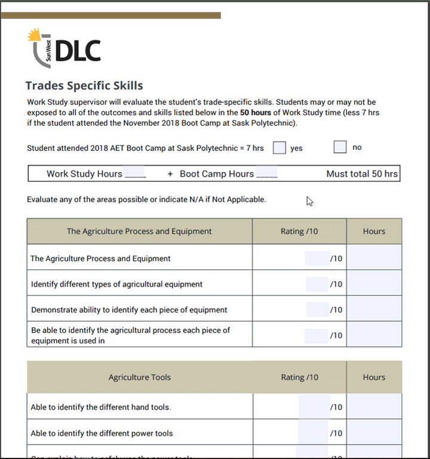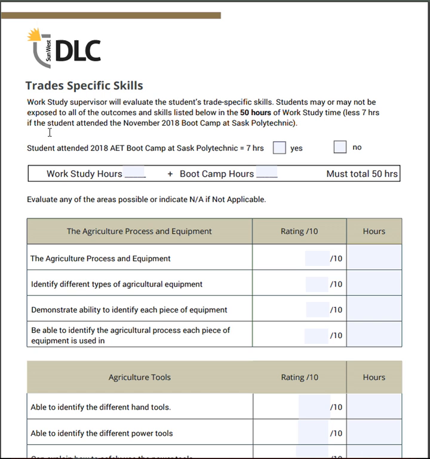Also, as a special part of this course, they have an option of attending an agricultural equipment technician boot camp at SAS Poly. If the student has attended that, they will let you know and the supervisor can click yes. If they have not attended it and do not plan on it, you would click no. If they have attended the boot camp, they would be allowed to have 7 hours, so their work study hours would be 43 hours they need to complete to make the 50. And obviously, if they've not attended the boot camp, they would do 50 work study hours to get the 50.